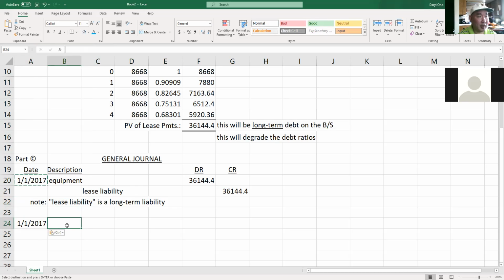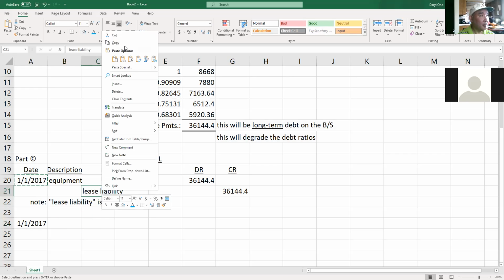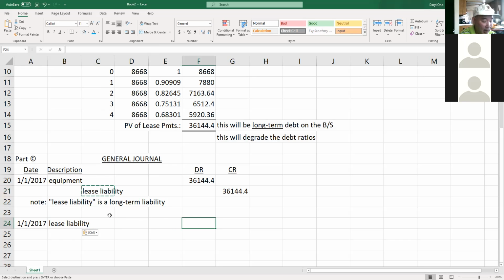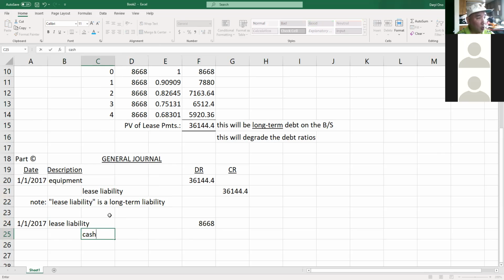We're going to pay off part of this liability. So we're going to take it out of cash and put it into lease liability, right? Correct. Good. And this is going to be equal to 8668. We want to credit cash, exactly like you said.